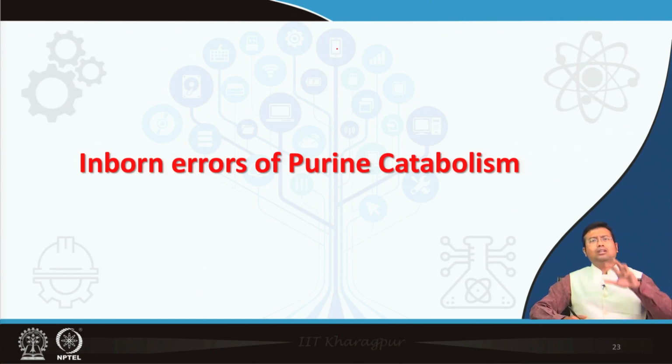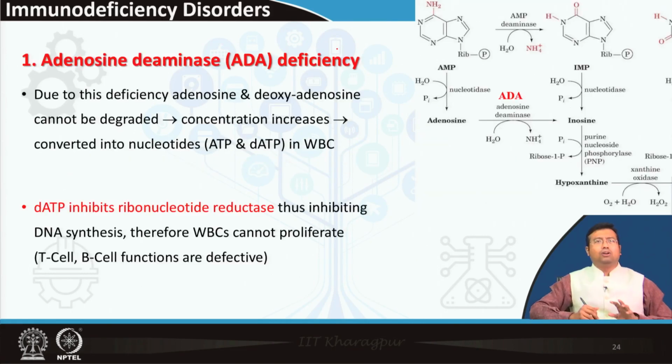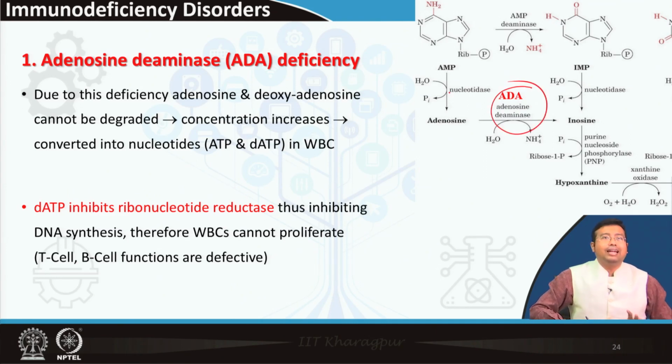So, what are the inborn errors of purine catabolism? Now, we are strictly focusing on catabolism. The first disorder is adenosine deaminase deficiency, or ADA. When adenosine deaminase is deficient, what will happen? Adenosine cannot be degraded. Basically, adenosine and deoxyadenosine, both ribo and deoxyribo sugars, are handled by the same enzyme. So, their concentration will rise. ATP and dATP will rise.